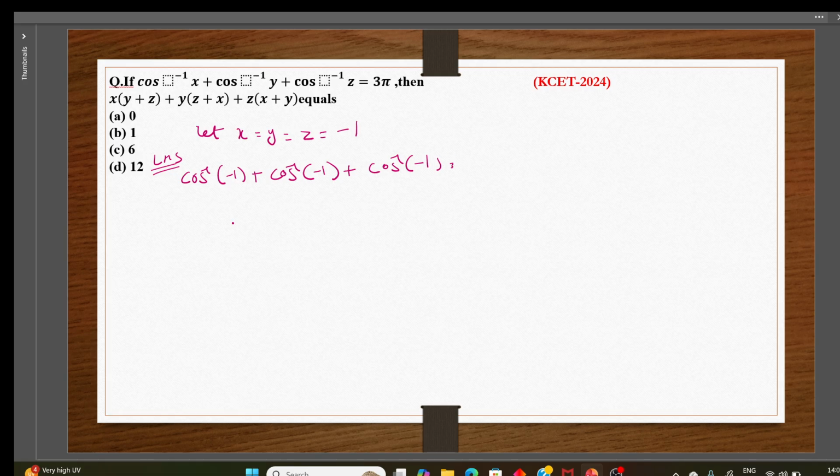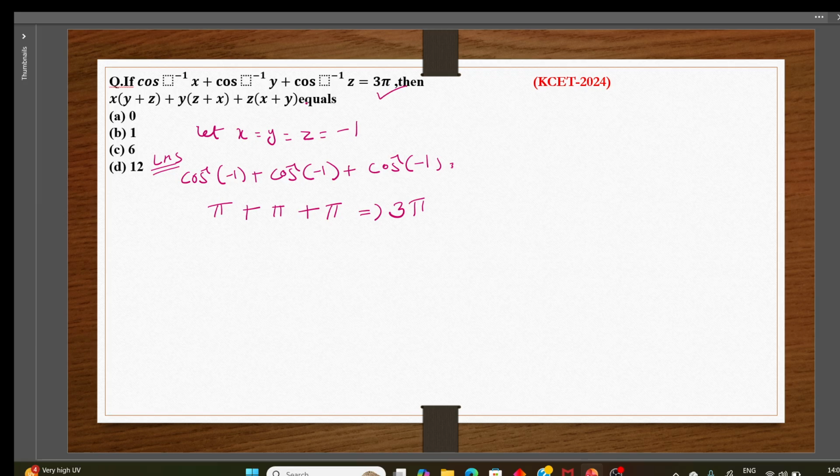So cos inverse of minus 1 is pi, plus cos inverse of minus 1 is pi, plus cos inverse of minus 1 is pi. How many pi's are there? 3 pi's. So this condition is satisfied.